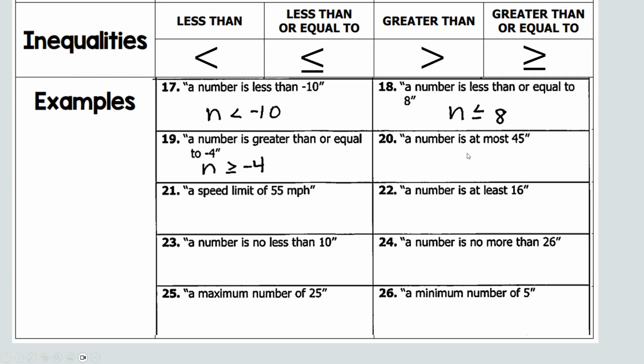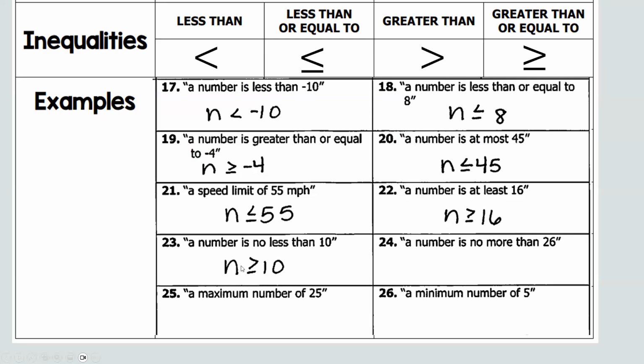A number is at most 45. At most is less than. Okay. A speed limit of 59 miles an hour, meaning you can't go faster than that. A number is at least 16, so that's greater than. At least. A number is no less than 10.